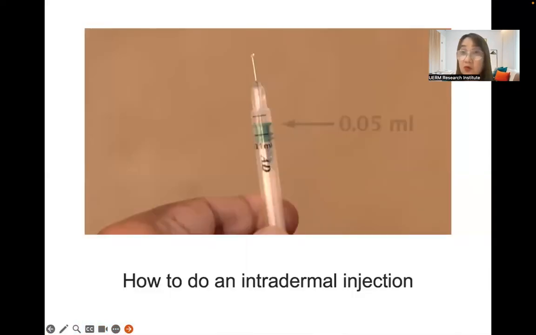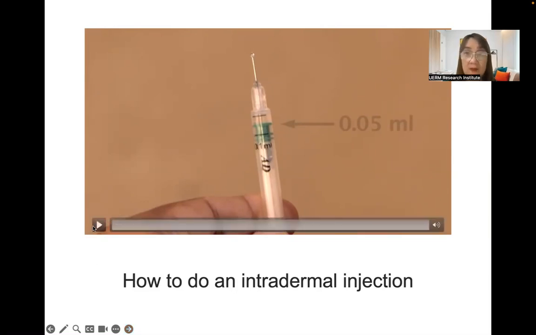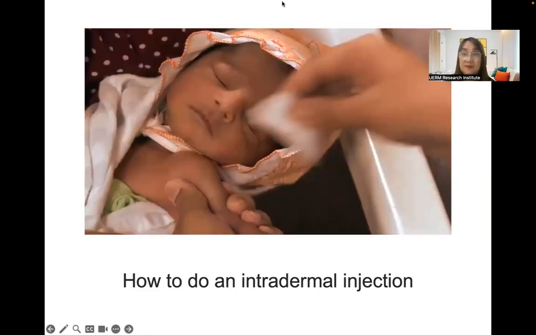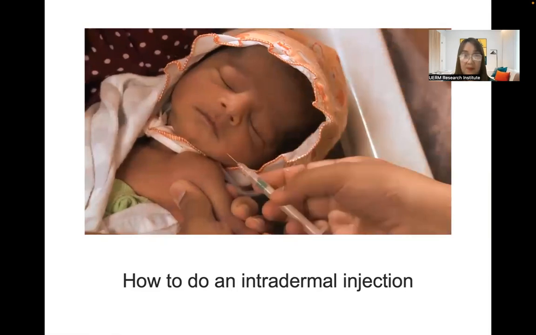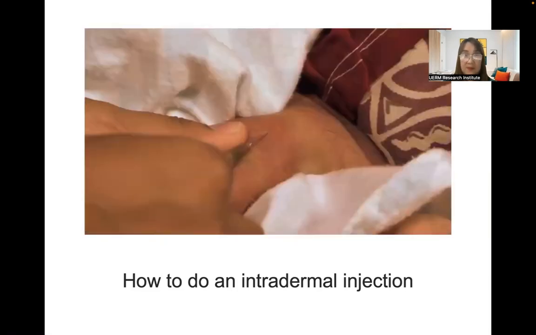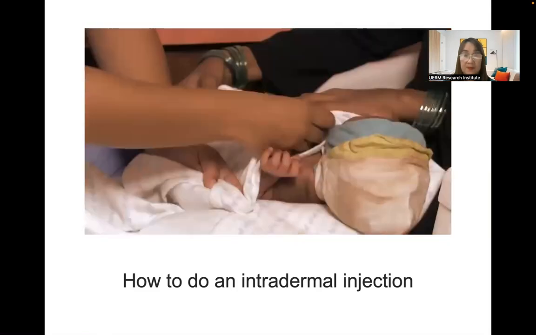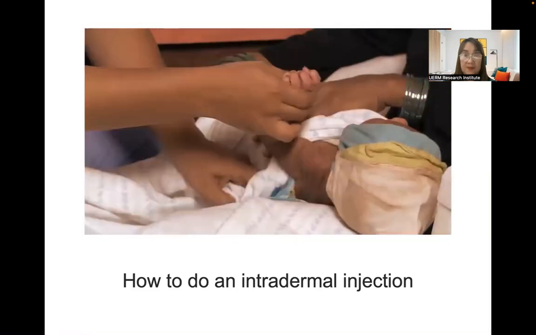I'm going to show you how to do an intradermal injection, which is the route of administration for a BCG vaccine, on a baby. Giving an intradermal injection correctly takes practice and patience because you are injecting the vaccine into the very thin skin layer. Wrap the baby well to reduce his movements.